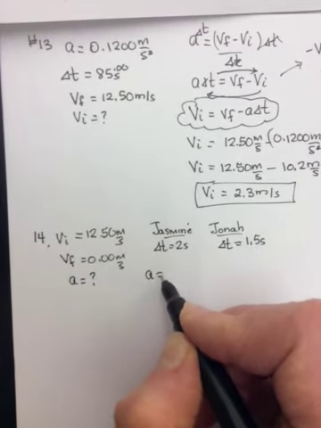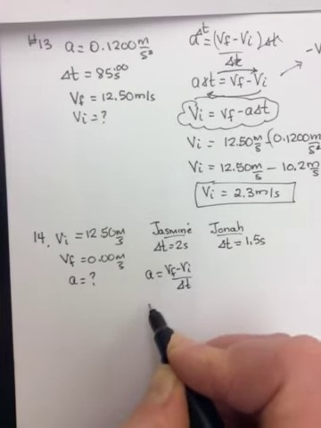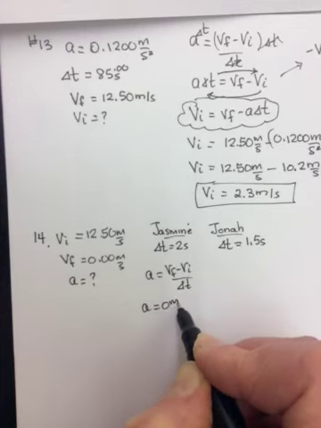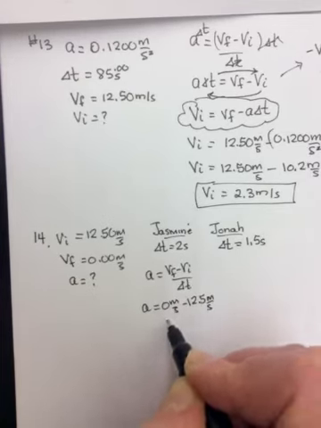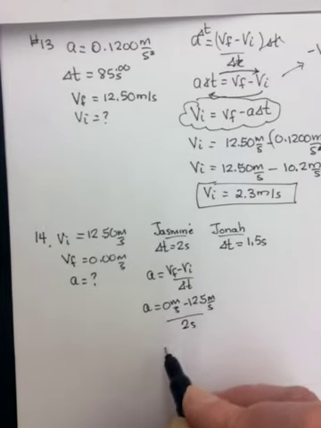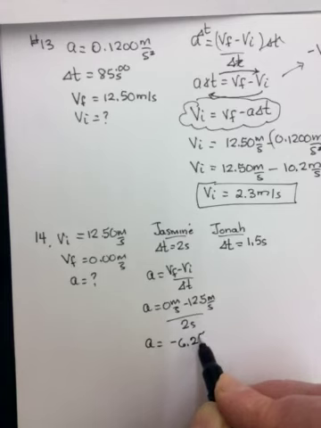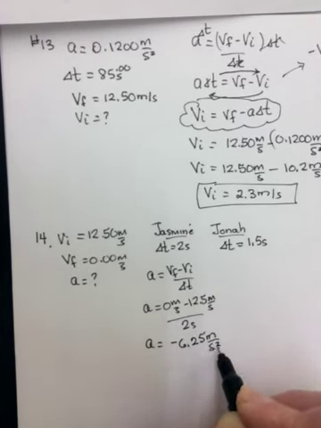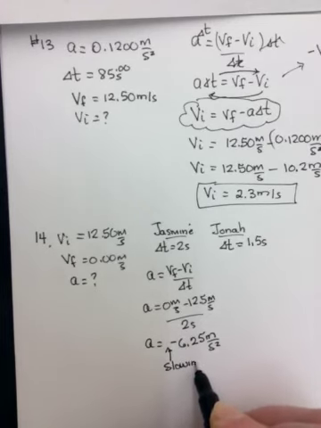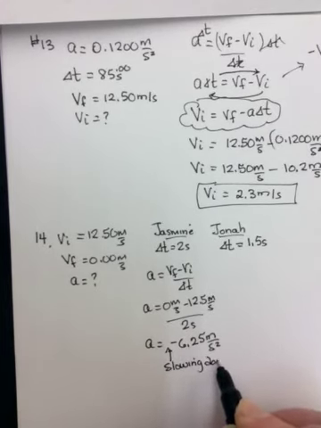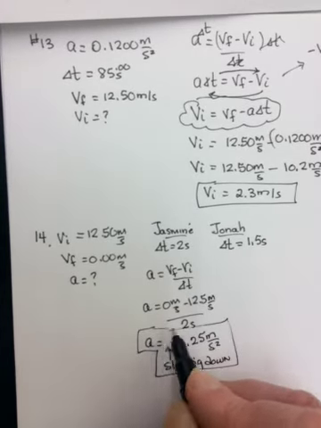So for Jasmine, it'll be A equals VF minus VI over delta T. So A equals 0 minus 12.5 meters per second over 2 seconds. So A will equal negative 6.25 meters per second squared, where this negative means slowing down because there's a tree in the way. Okay, final answer for Jasmine.